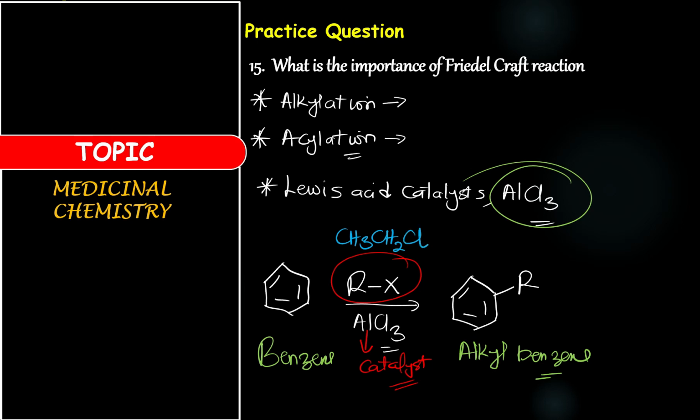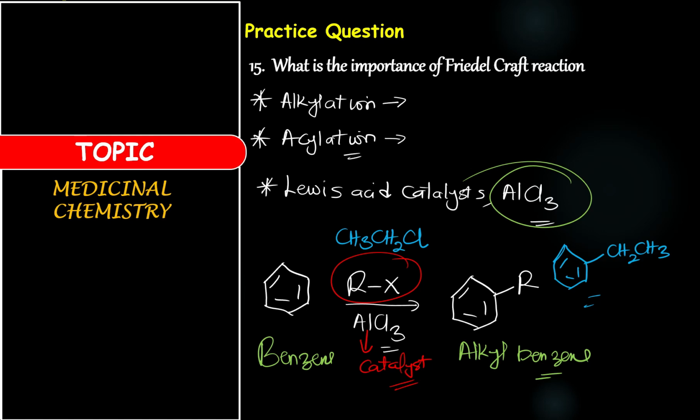What we are concerned about is the alkyl group that is present there, so that at the end of the day, the product of this reaction will be something like this: CH2CH3, which is ethyl benzene. Do you understand the process? So that is for alkylation.